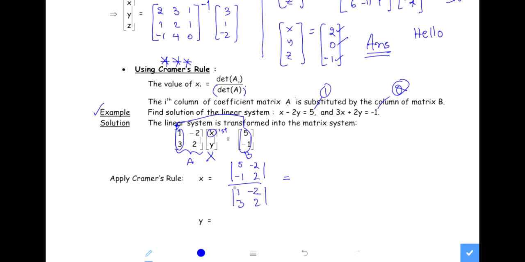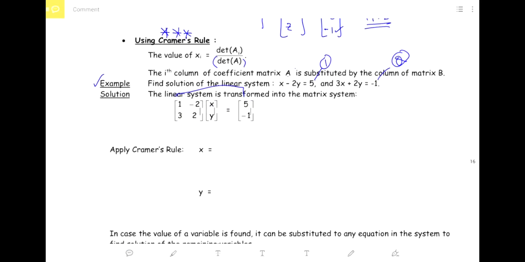Start with this one. Down is 2, up is minus 6. So down minus up is going to be 8. For this one, down is 10, up is 2. 10 minus 2 is 8. It's the same thing. So your x is now 1, right? Is it easy? I really like Cramer's rule. Cramer is so good.